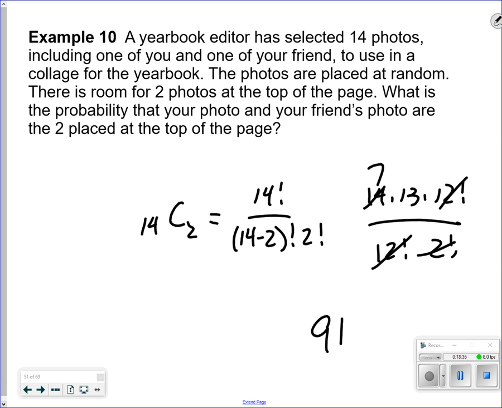Now, I want one scenario here. My picture and my friend's picture are at the top. So success would only be 1 out of the 91 different ways. Because again, we use combinations, not permutations, so the order doesn't matter, which is why there's only 91 possibilities, and I want that 1 possibility. All right.